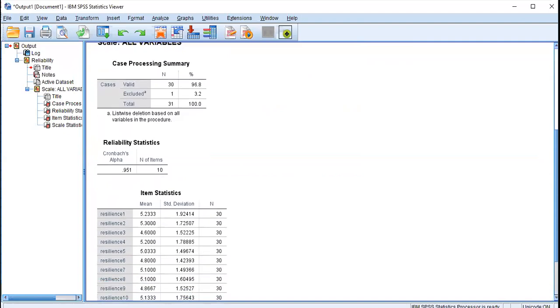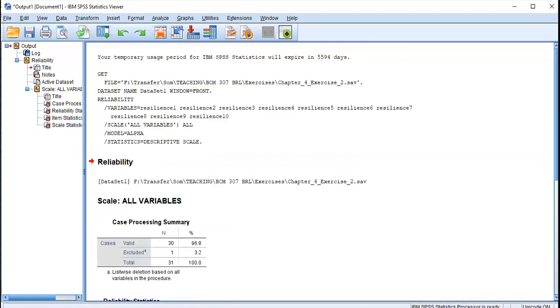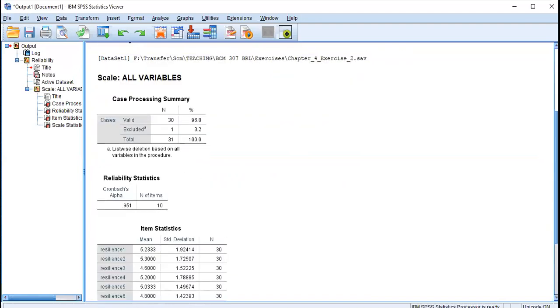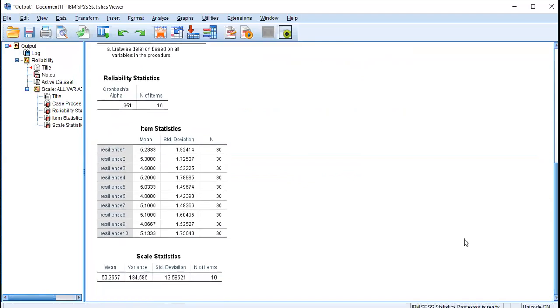So we have in all 30 cases, but one person has not answered some of the questions, and therefore has been excluded. We have 10 questions in all, which have been put up here. And if you look at the Cronbach's alpha, it's very high, 0.951.